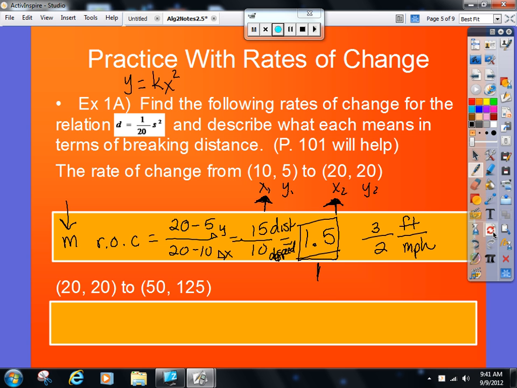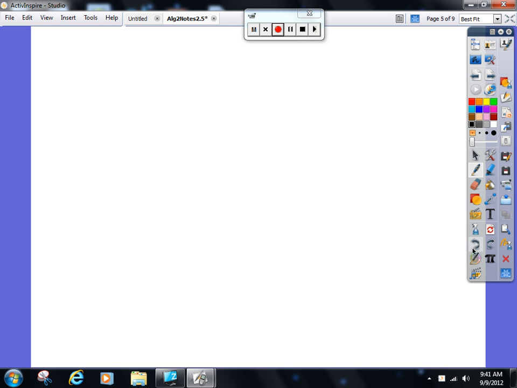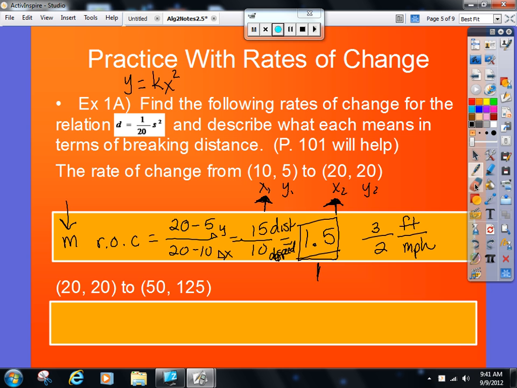Alright, so let's look at a different one. I think I can press this button. Oh my god, that's not what I wanted to happen. I'll just erase it.